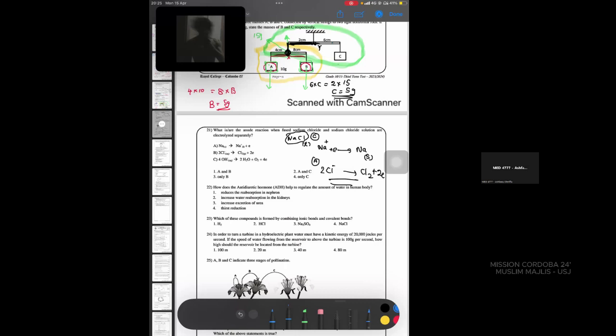When you use aqueous sodium chloride, the anode will be the same. This is all theory points. In the cathode, who will react? Can someone tell me who will react at the cathode when you use aqueous sodium chloride? Is it sodium or is it H plus? Did you all understand what I said? No, sir.